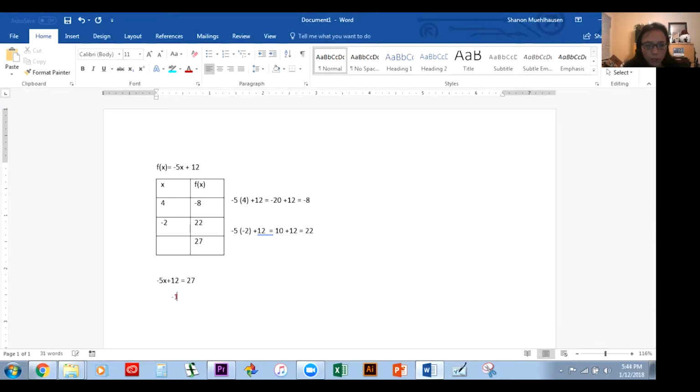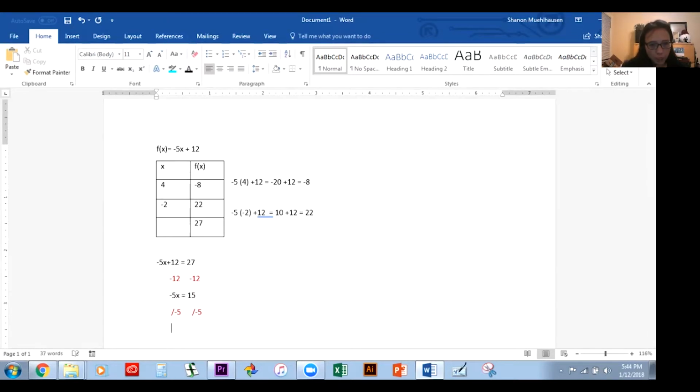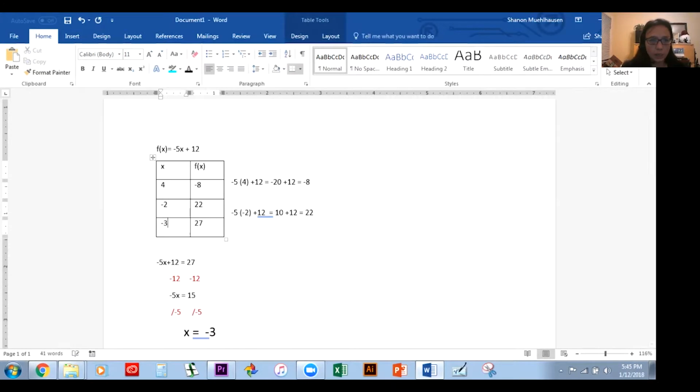I'm going to subtract 12 from both sides, giving me -5x equals 15. And then because the -5 is multiplying by the x, I'm going to divide by -5. My resulting equation then, x is by itself, 15 divided by -5 gave me the answer -3. This is what goes into our box here. And of course we can check this by plugging that -3 back into our function. -5 times -3 gives me 15, plus 12 does in fact give me that 27 that I'm looking for on the other side.